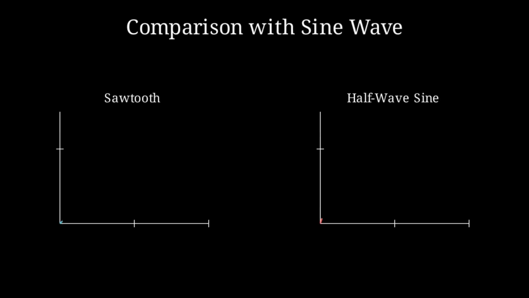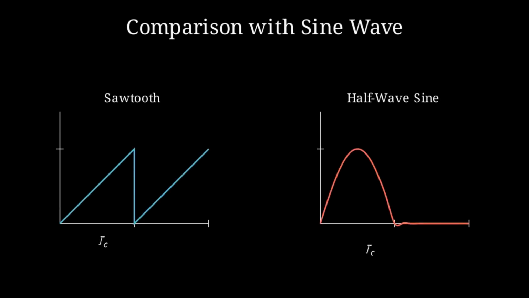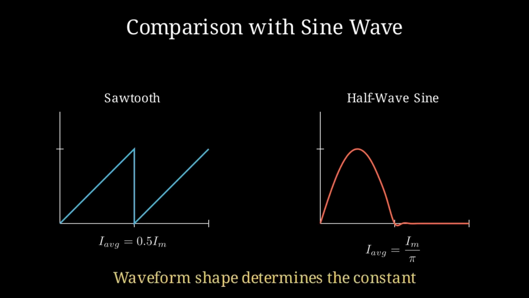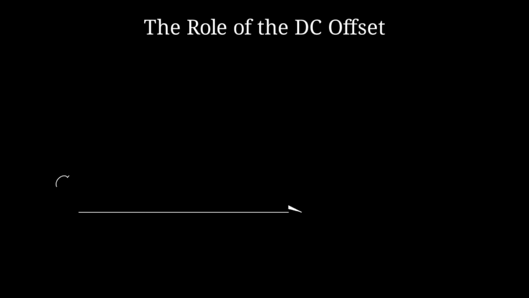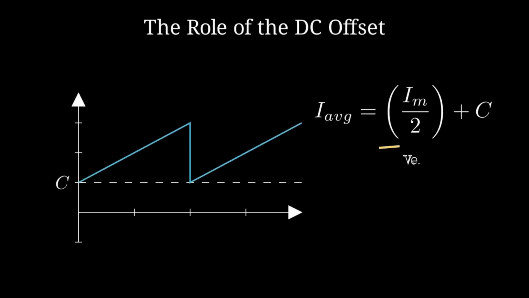It is important to remember that different shapes have different constants. While a sawtooth is 0.5 times the peak, other shapes like sine waves use different divisors derived from their specific integration paths. If your sawtooth wave is riding on a DC offset, you simply add that offset to our calculated average. The calculus we performed handles the alternating component, while the offset shifts the entire average value upward.